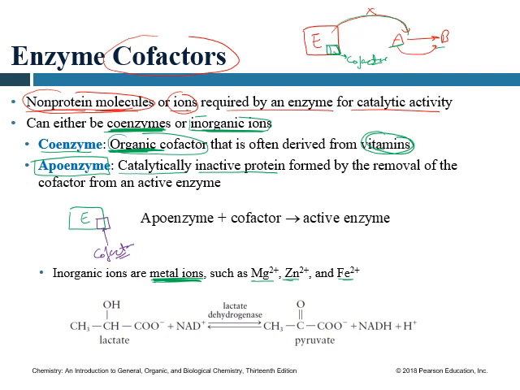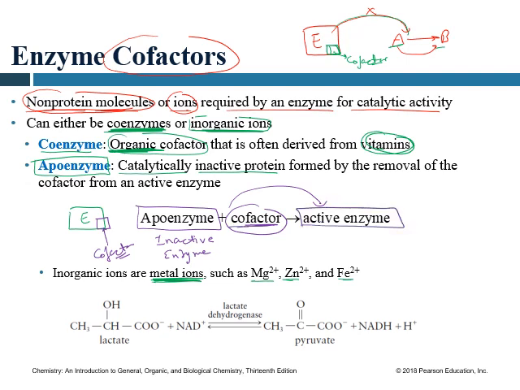So apoenzyme is an inactive enzyme, but once apoenzyme binds with the cofactor, it becomes an active enzyme, right? So apoenzyme plus cofactor is an active enzyme. So make sure you know all this terminology, coenzyme, apoenzyme. This is also important.